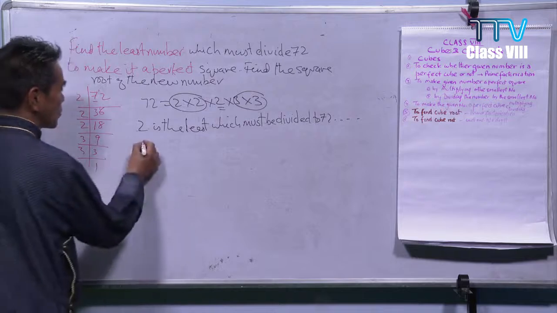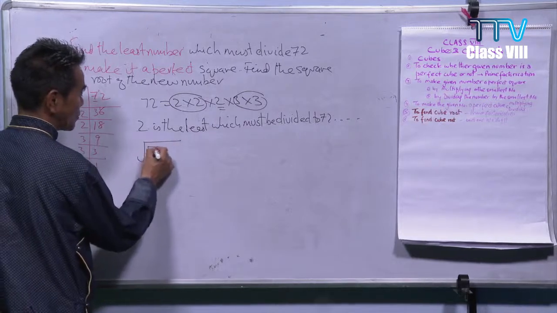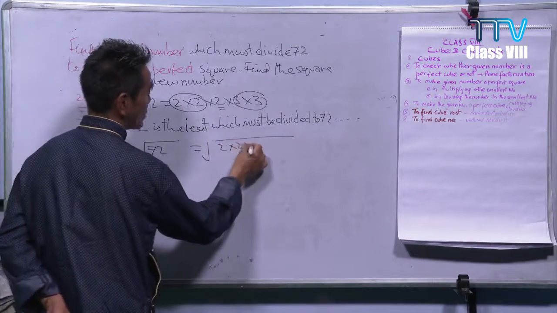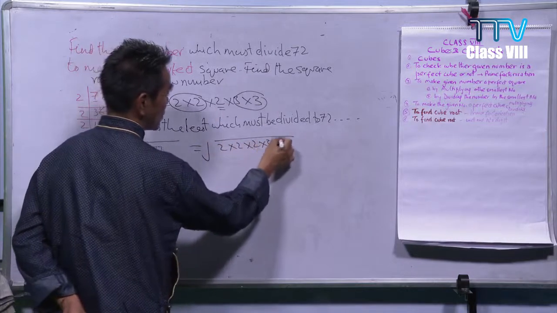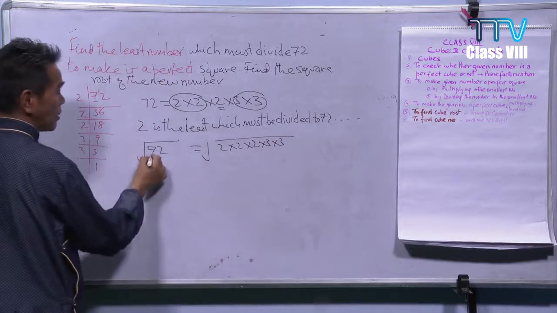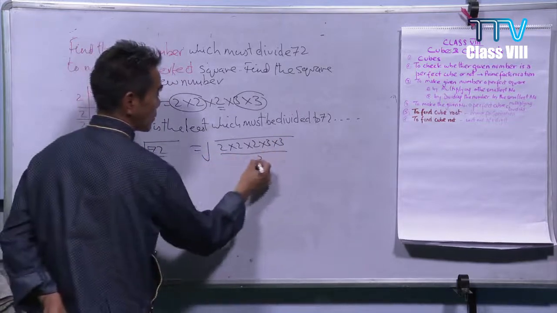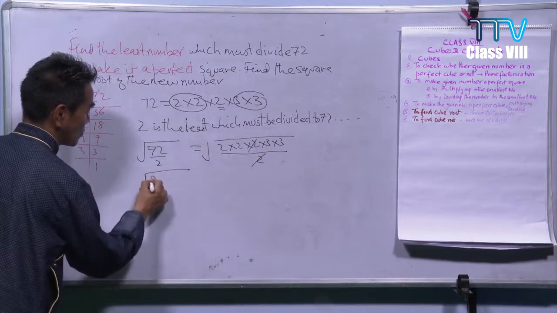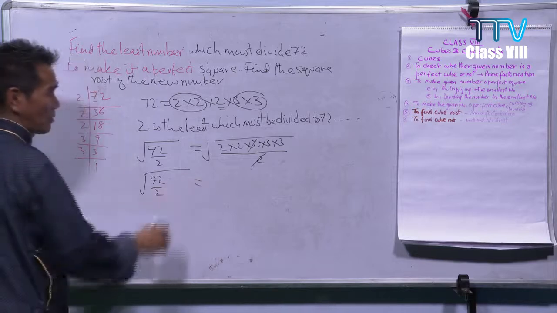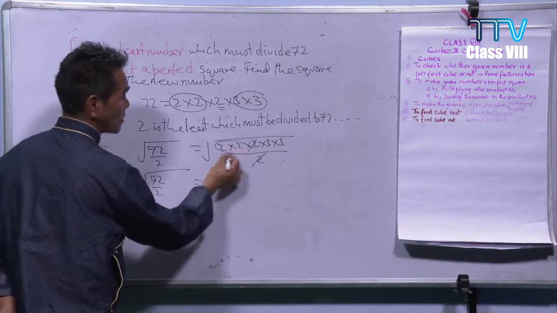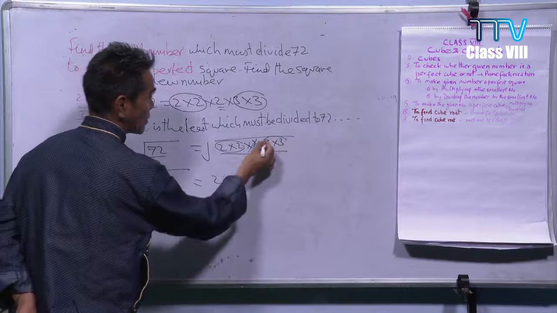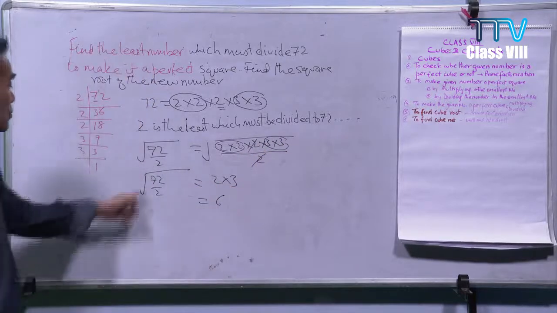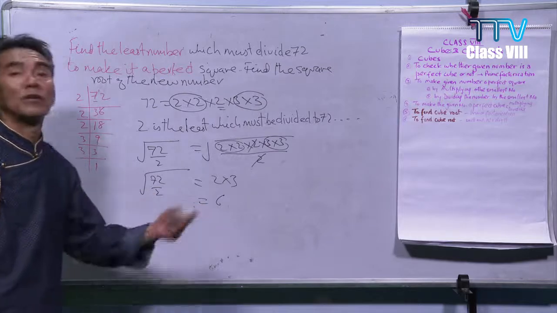72, the factors are 2 multiplied by 2 multiplied by 2 multiplied by 3 multiplied by 3. Divide by 2, so 72 divided by 2 is 36. 36 is a perfect square, and its square root is 6.